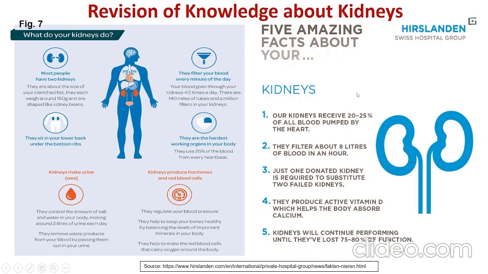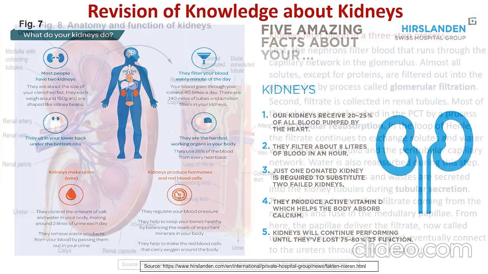And 5 amazing facts about kidneys. They receive up to 25% of all blood pumped by the heart. They filter about 8 liters of blood in an hour, and just 1 donated kidney is required to substitute for 2 failed kidneys. They produce active vitamin D, which helps the body absorb calcium, and kidneys will continue performing until they lose up to 80% of function. It is a very important moment that kidneys continue working until they are dying up to 80%. We must remember this fact, and we will come back to it later.